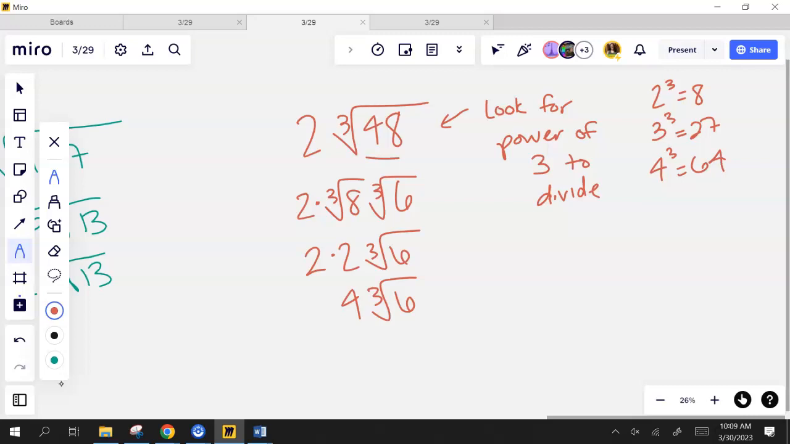So if you were to have a negative root, would you pull that negative out and put it in front of the root? Yeah.